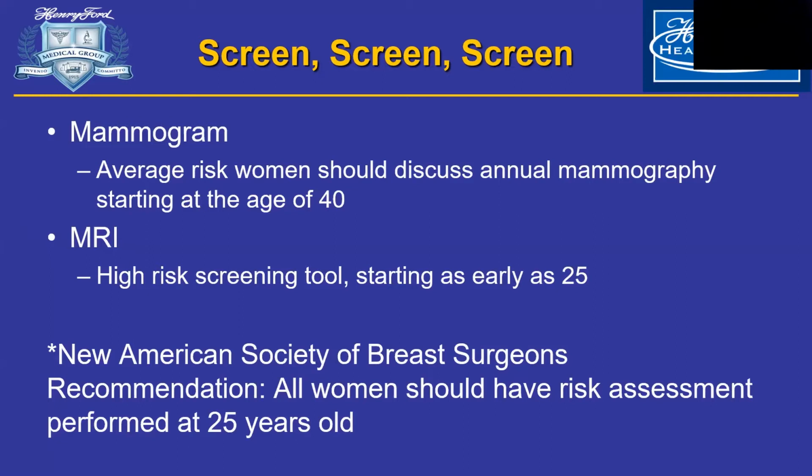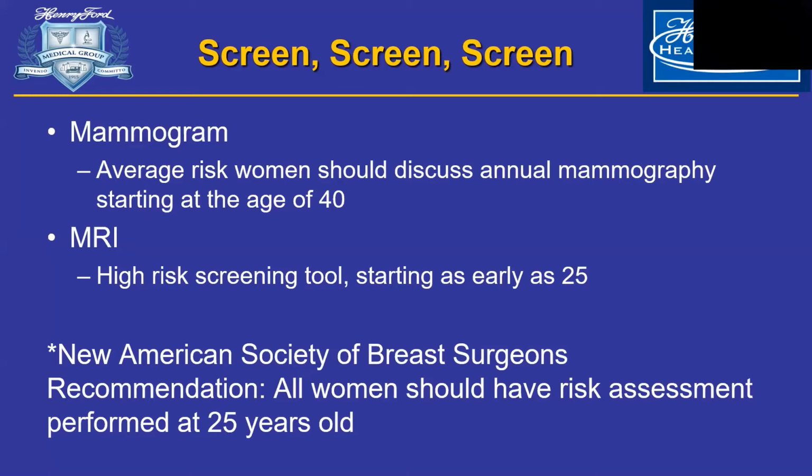And last year, the American Society of Breast Surgeons came out with a new recommendation that all women should have risk assessment performed at the age of 25 years old. So what does that mean? A risk assessment is when a model that includes personal, family, hormonal, and breast cancer risk factors comes up with an actual number that defines your lifetime risk of breast cancer.